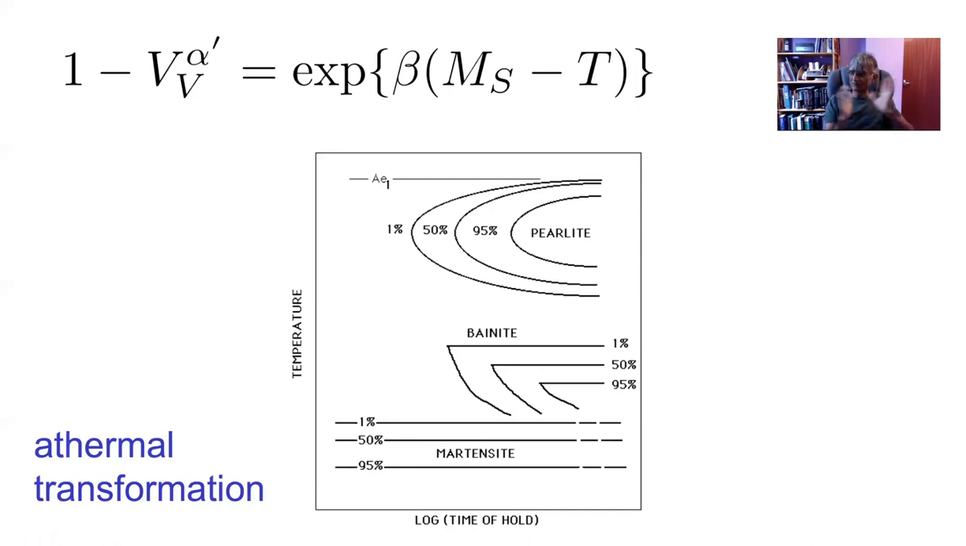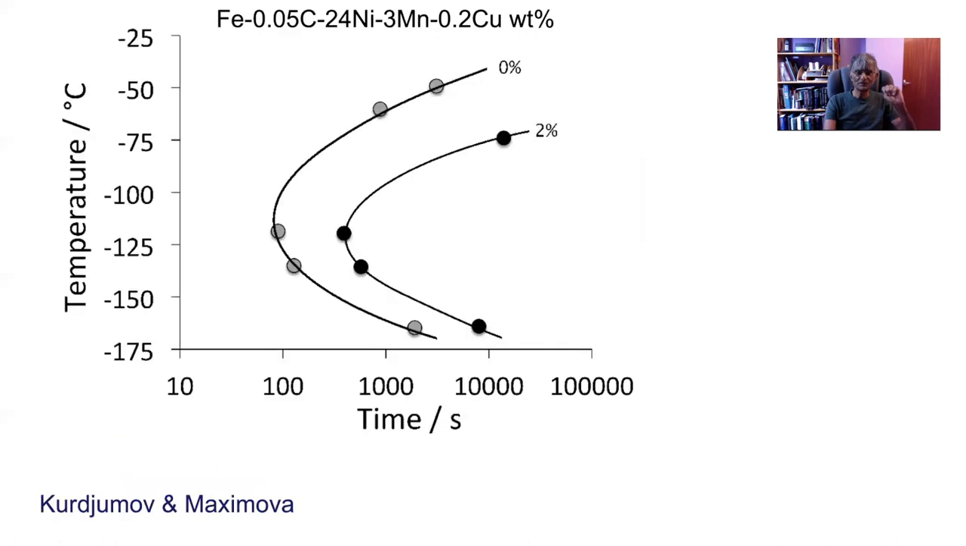Now, many, many years ago, Kurdjumov and Maximova in Russia demonstrated that you can actually get isothermal martensite in heavily alloyed steels. So here we have 24 nickel, 3 manganese, and so forth, where the martensite start temperature is very low, okay, well below 0 degrees centigrade. And then if you supercool the austenite to this temperature, it will take some time before martensite starts, and then you can pick up its transformation progressively, isothermally, okay?